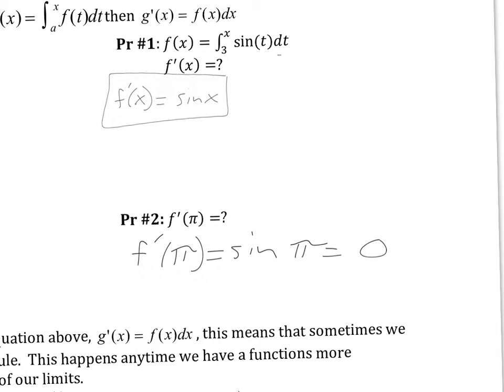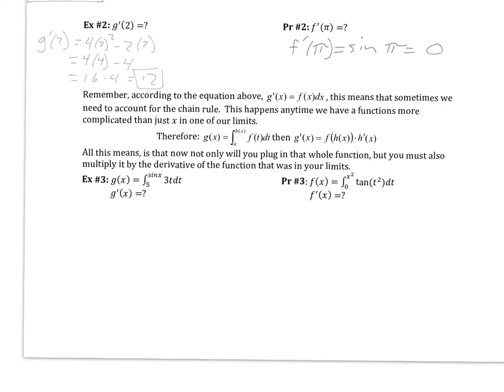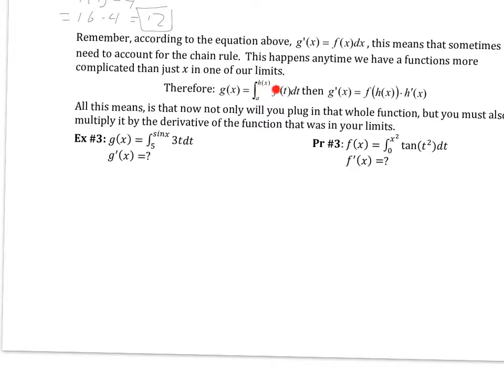Yeah, the sine of pi is just 0, so that's all there is to it. Okay, so this is just a real easy example of the fundamental theorem of calculus part 2. Where it gets a little bit more complicated is when we actually put some function in our notation.